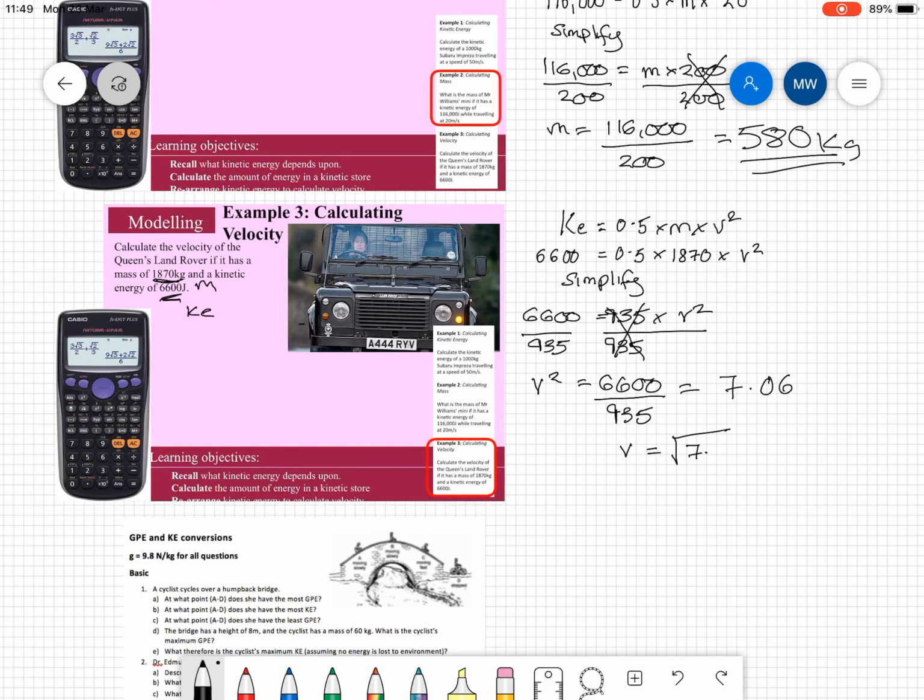Okay, but remember, I need to find v, so I'm going to square root that 7.06, and that's going to give me 2.66, and then not forgetting it's velocity, so it's meters per second.